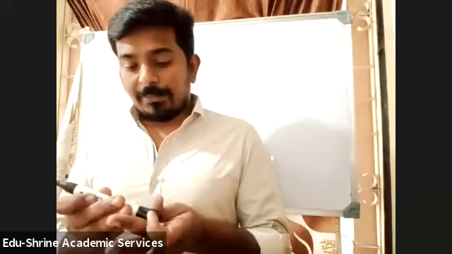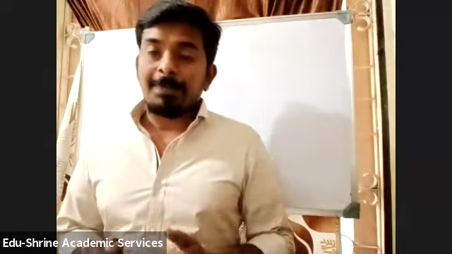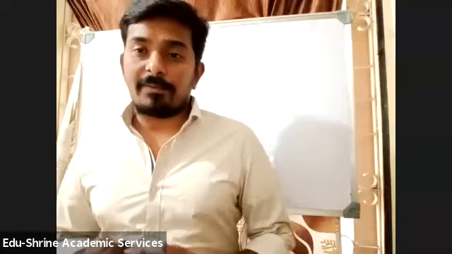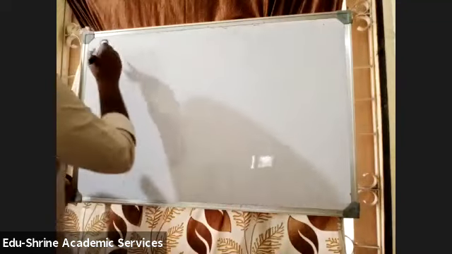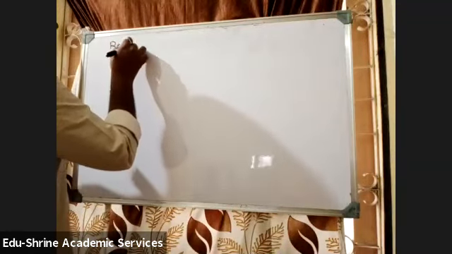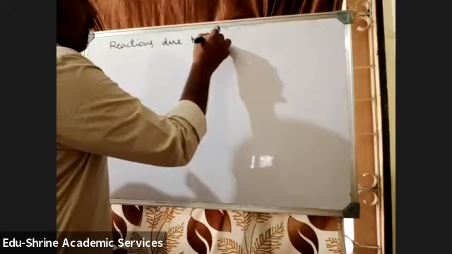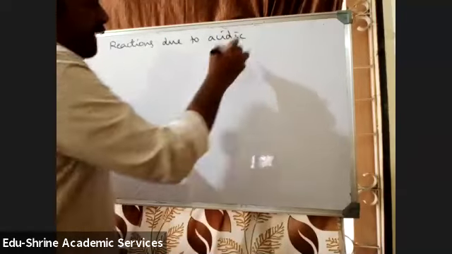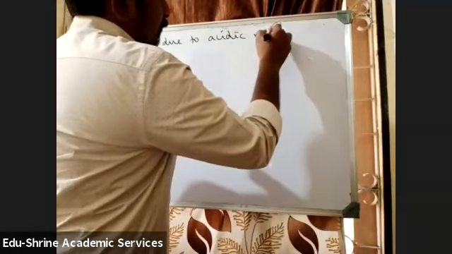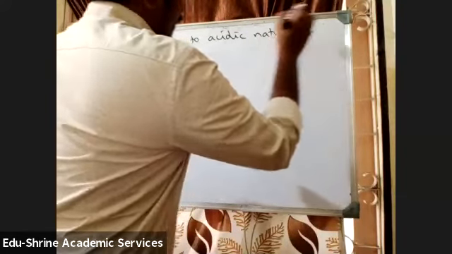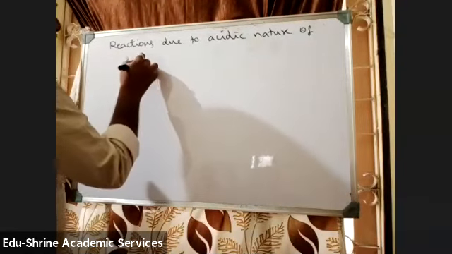Then coming to the next chemical properties. The last chemical properties of aldehydes and ketones are the chemical reactions due to the acidic nature of alpha hydrogens. Right, on the heading: reactions due to acidic nature of alpha hydrogens.